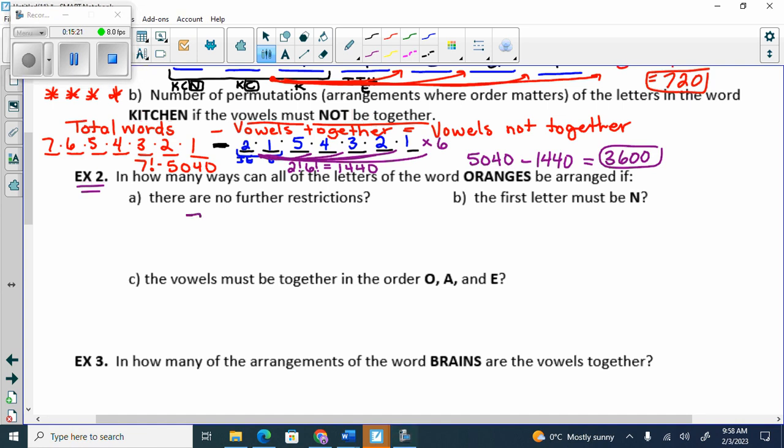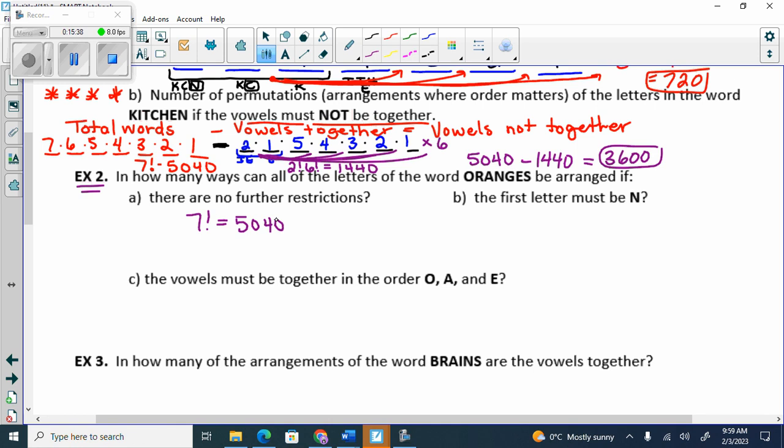It's going to be 7 factorial, which is 5,040, because that's just all the amount of different words you can get from a 7-letter word, right? We just said kitchen. It was the same thing. 7 for the first blank, 6, 5, 4, 3, 2, 1.